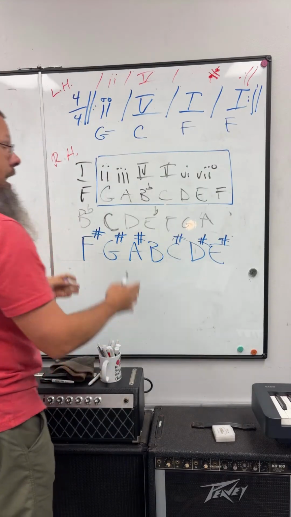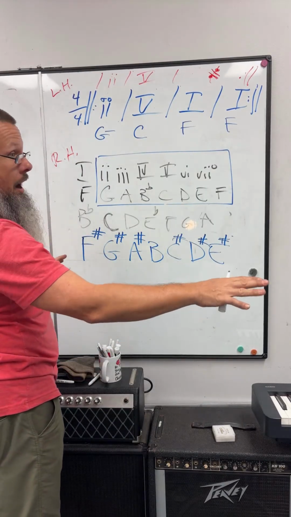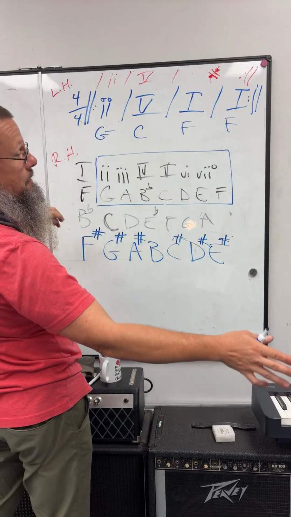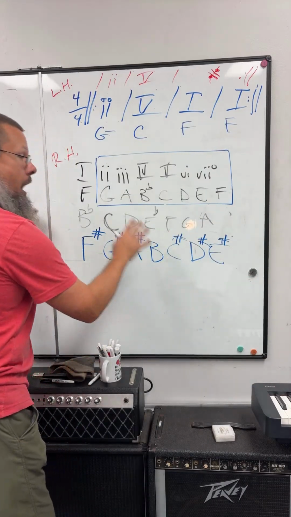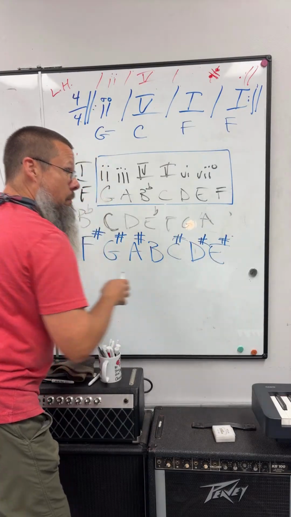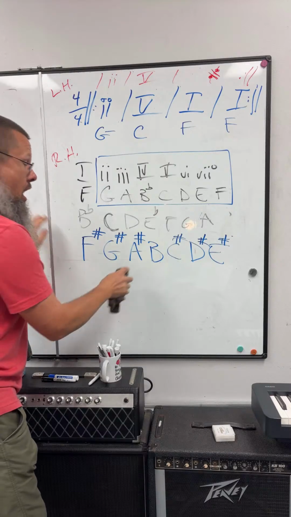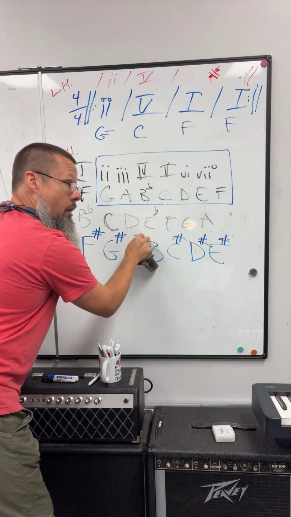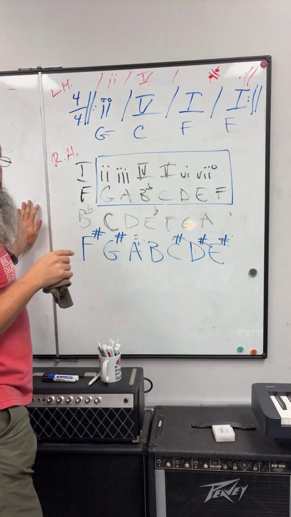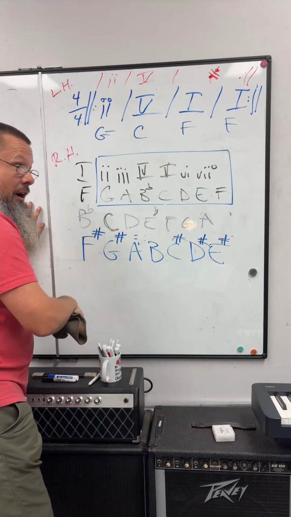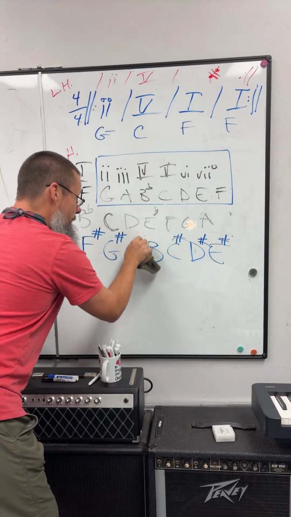Now watch this. Enjoy the explanation. Ready? How do you make a major a minor? Say it out loud. You flatten the third. Flatten the third.